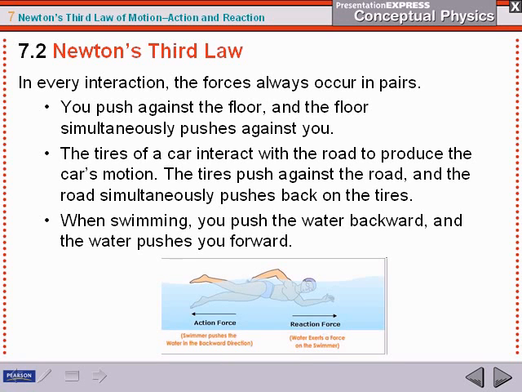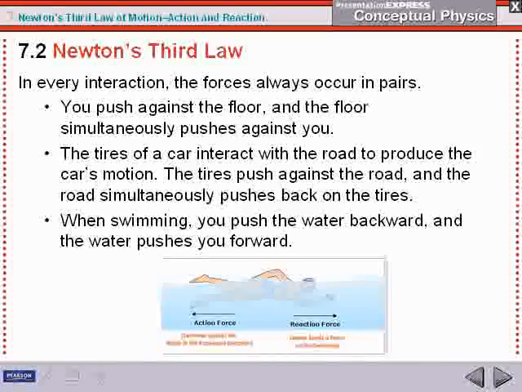Here's one you may not have thought of. When you swim, you're pushing on the water, and the water is actually what's pushing you forwards. Your action force is pushing on the water when you stroke or kick, and the water then is pushing back on you, and that's actually what's making you travel through the water.